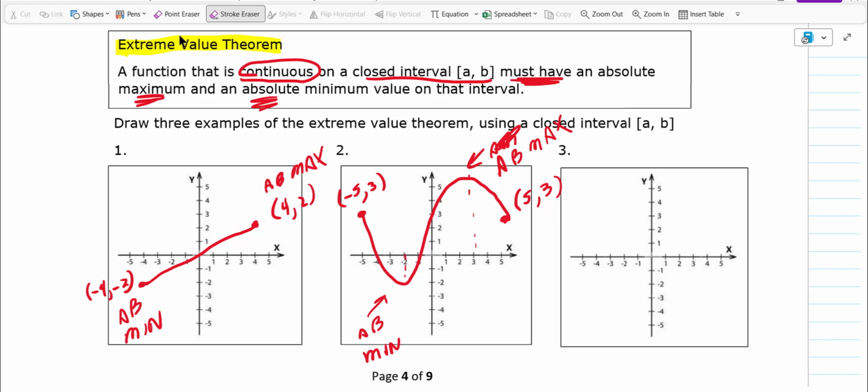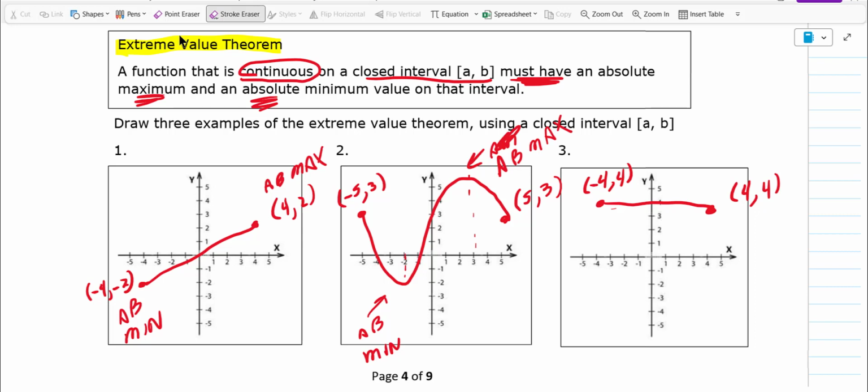Another situation is something like this. Let's do something like the point (-4, 4), and then let's put the point (4, 4) like this. Another way you could connect these two dots is with a horizontal line. Now that's kind of interesting. Does that have an absolute max? Does it have an absolute highest, biggest value of y? Yeah, 4 is the biggest value, right? Does it have a smallest value of y?